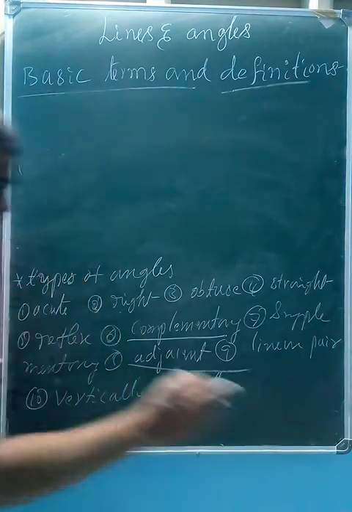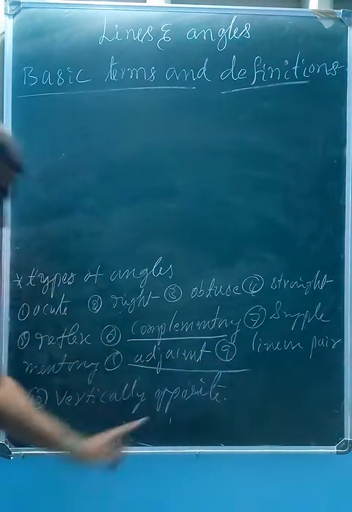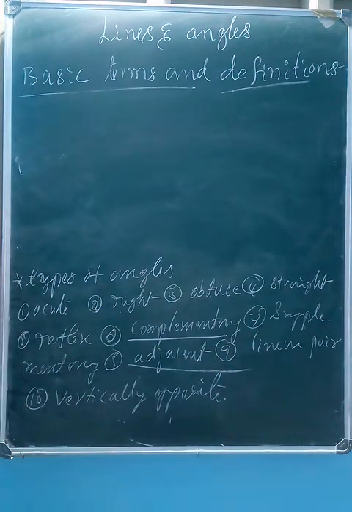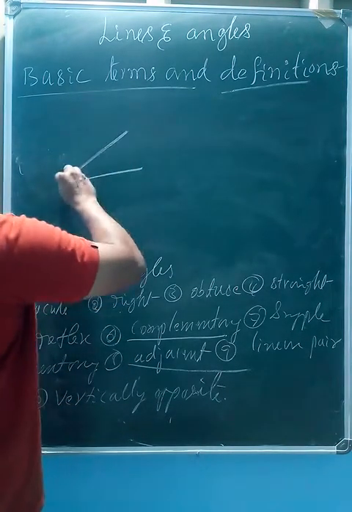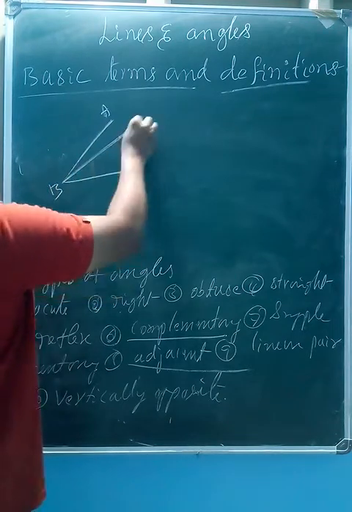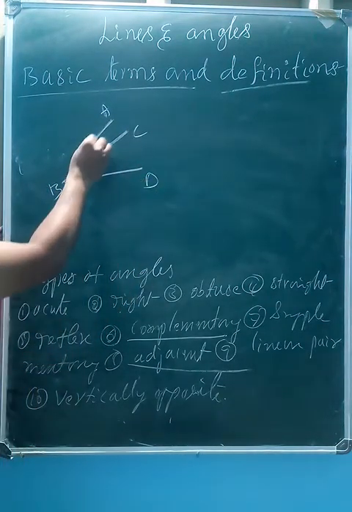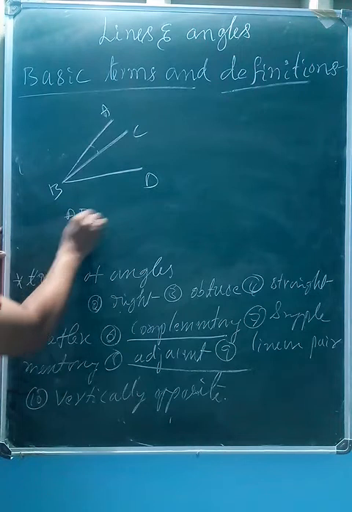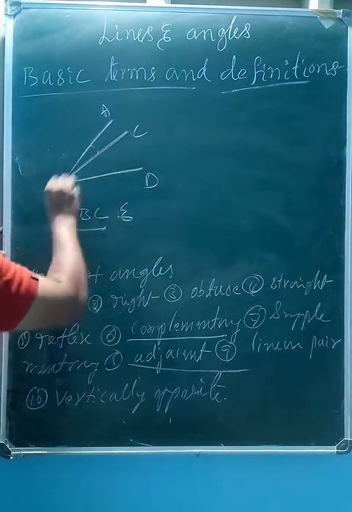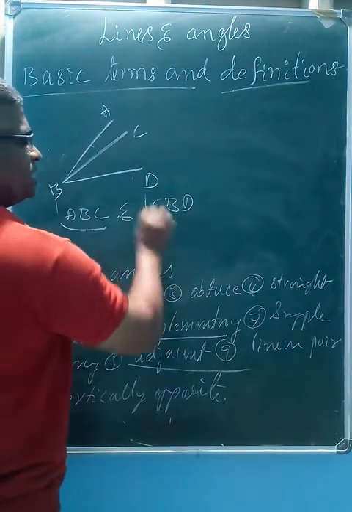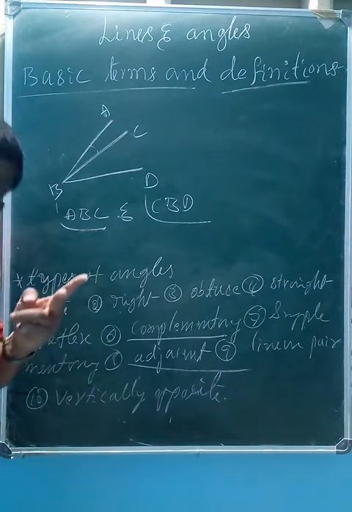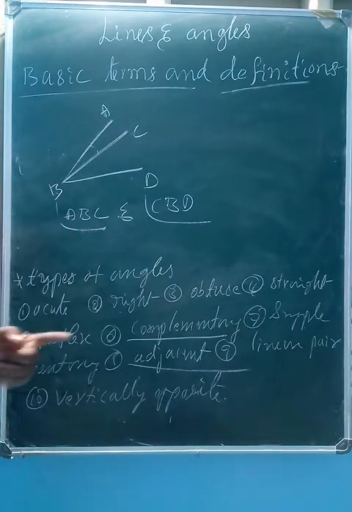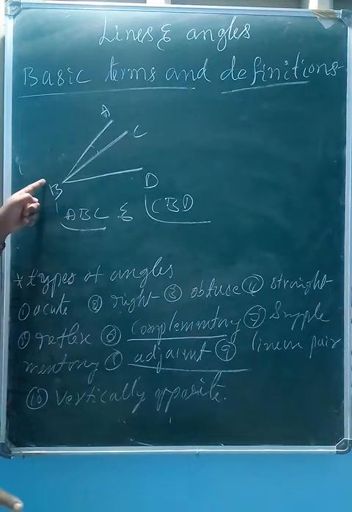Now I will come to a very important one. Adjacent angle, linear pair and vertically opposite angle. It's a new thing for you. So adjacent angle means, just look here. Here two angles are there, A, B, C and D. So now this is one angle. What is that angle? ABC is one angle and CBD is another angle. These two angles are called adjacent angles. What is adjacent angle? Two angles are called adjacent angles if they have a common side and common vertex.